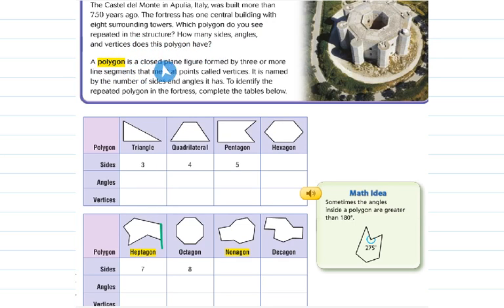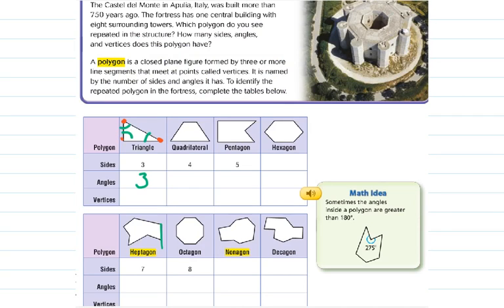A polygon is a closed plane figure formed by 3 or more line segments that meet at points called vertices. It's named by the number of sides and angles it has. To identify the repeated polygon in the fortress, complete the table below. So the first polygon we have here is a triangle, which has 3 angles, and it has 3 vertices.